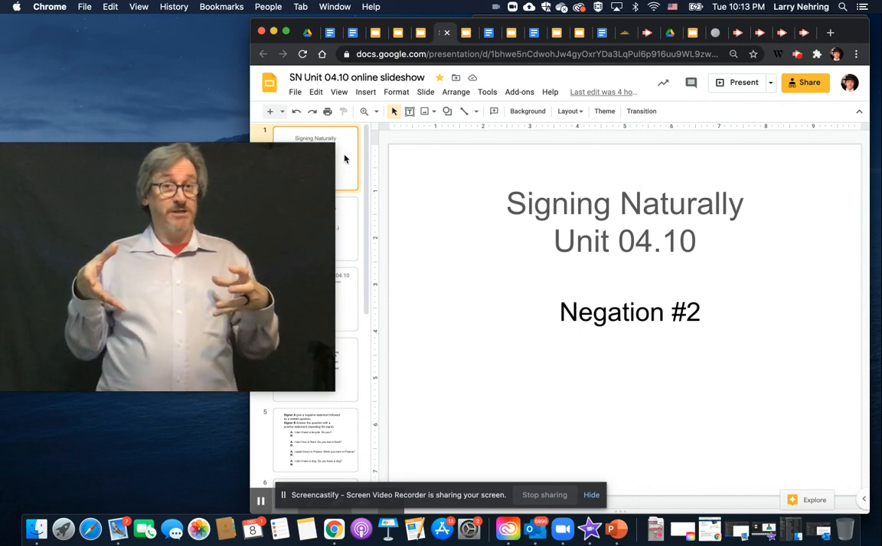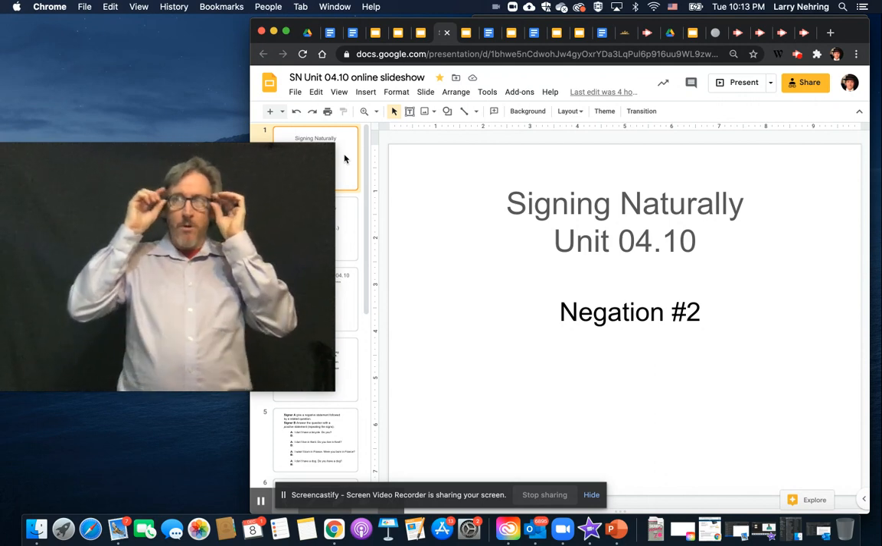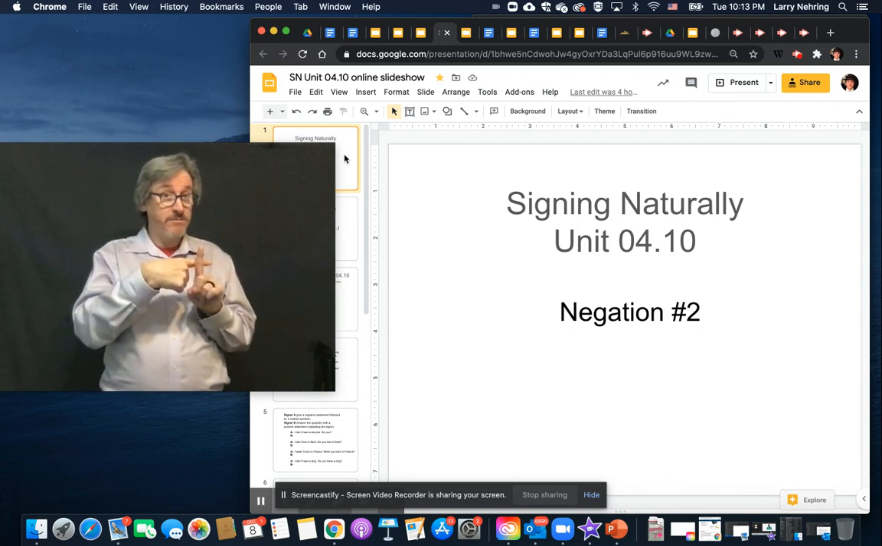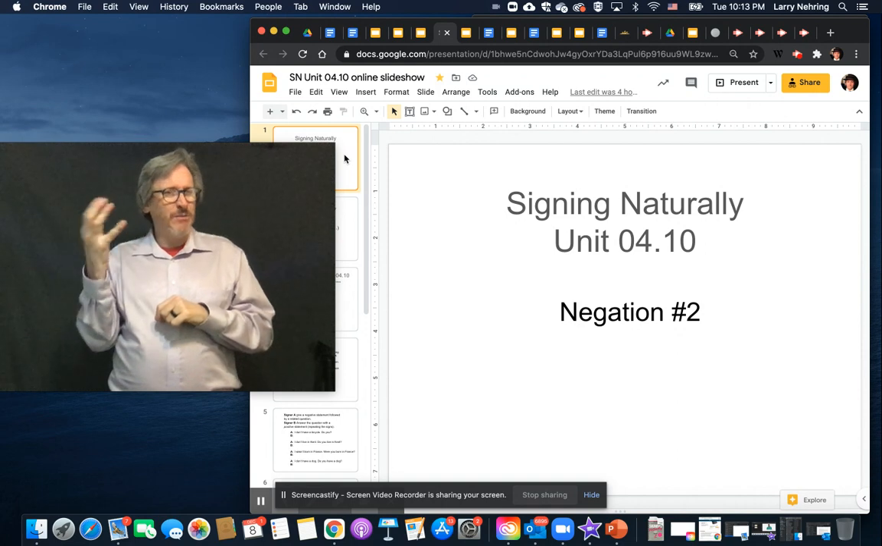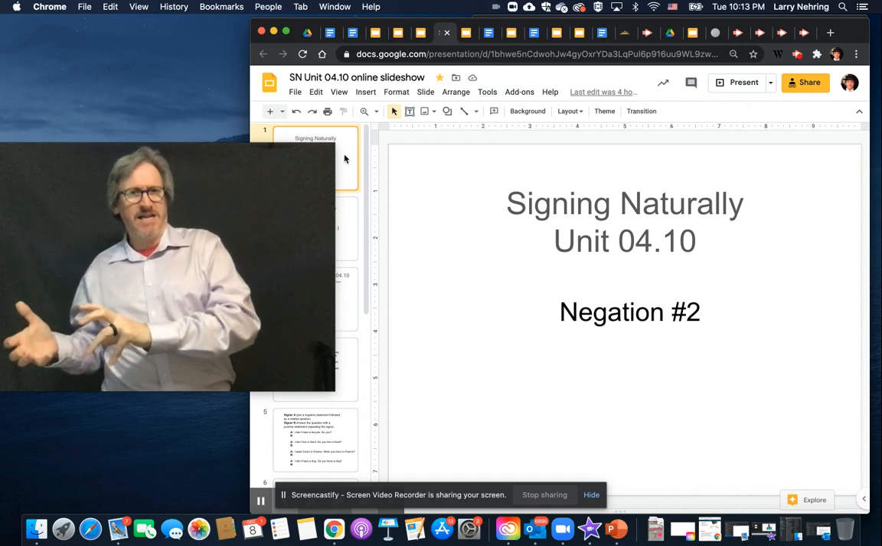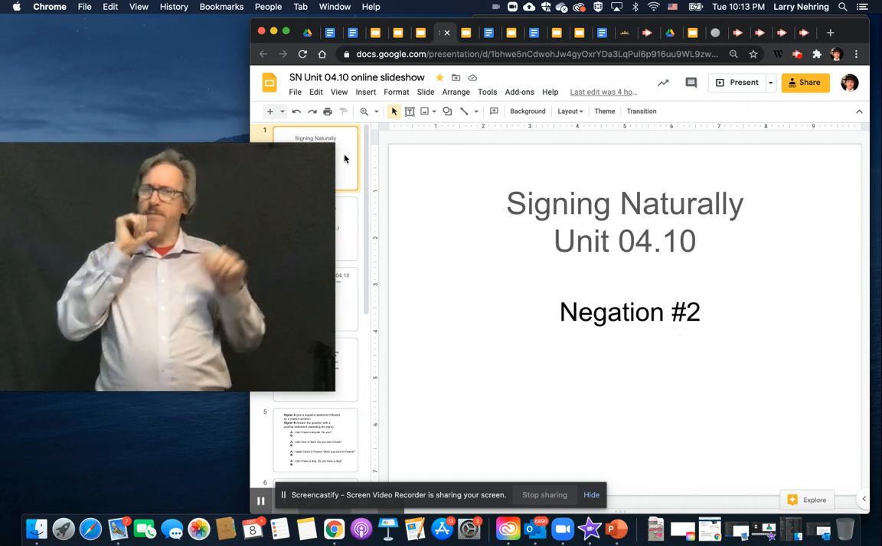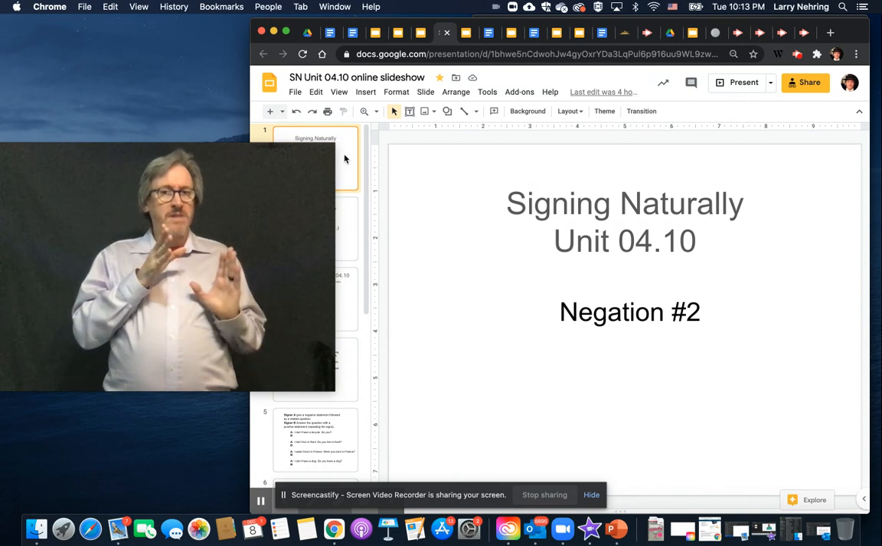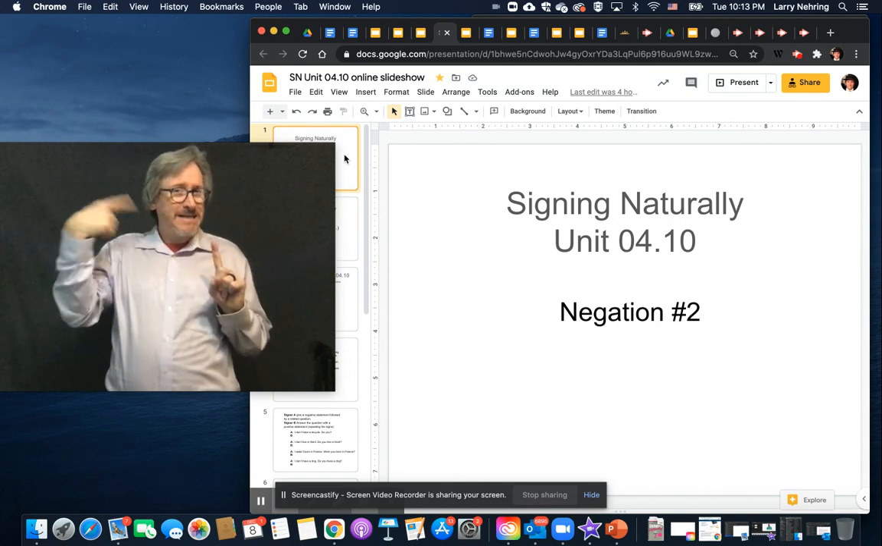We're talking about negations. Now we've already done positive statements, right? And we haven't really talked a lot about negative statements yet. We've said like, no, I'm not this. That was negation part one. Now we're going to take it a little bit further.